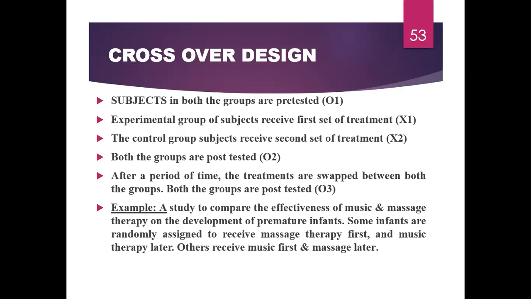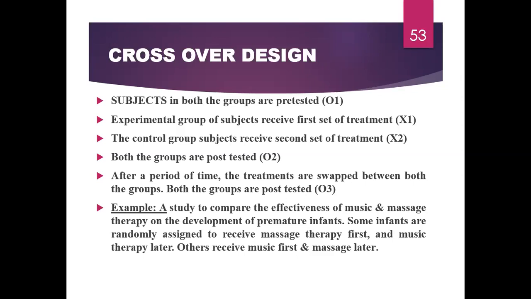So the experimental group had first set of treatment, the control group had a second set of treatment, but now they are swapped. That means experimental group will receive second set of treatment and control group will receive first set of treatment. For example, a study to compare the effectiveness of music and massage therapy on the development of premature infants. Some infants are randomly assigned to receive massage therapy first and music therapy later. Others receive music therapy first and massage later. So they are swapped. So this is a kind of a crossover design.